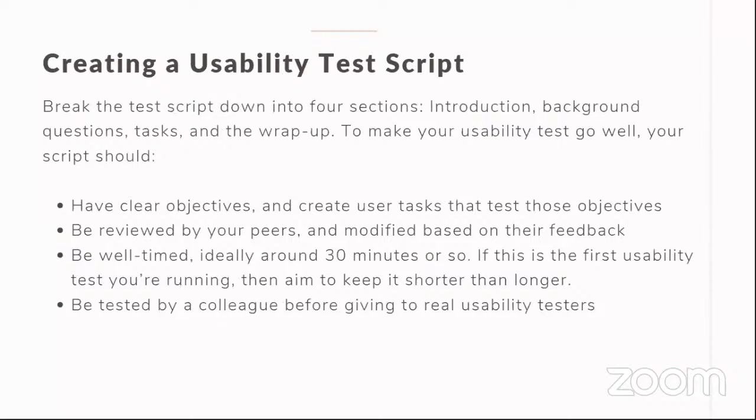So for your usability test to go well, your script should have clear objectives, like I said, and then you create tasks based on those objectives. You need to have it reviewed by your peers. You will not just write it by yourself and then go and submit. You need to review it and then modify it based on their feedback. It also needs to be well timed. This is very important because people don't have a lot of time. Neither do you, to be honest.